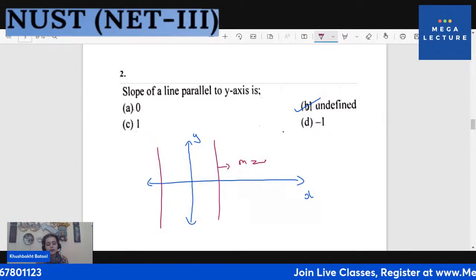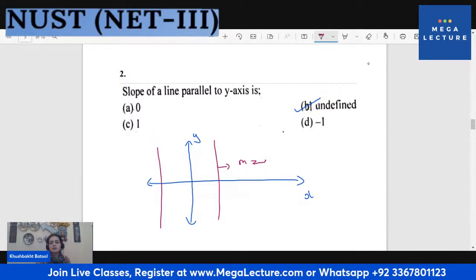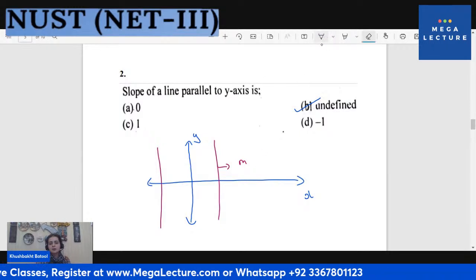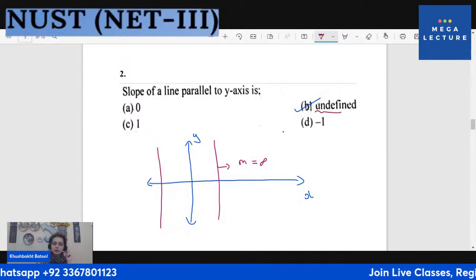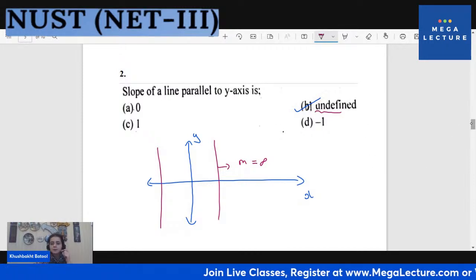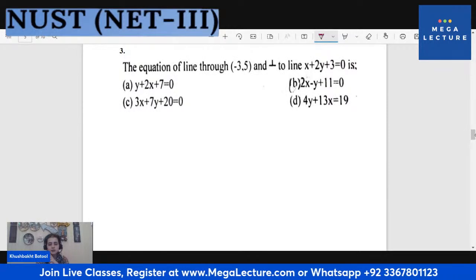Now, if the slope of a line is infinity, you should know that infinity is considered to be undefined basically. So if this is infinity, I can write it as undefined. So the answer is going to be B for this question. Okay, let's talk about another one. Okay, now this is question number 3.